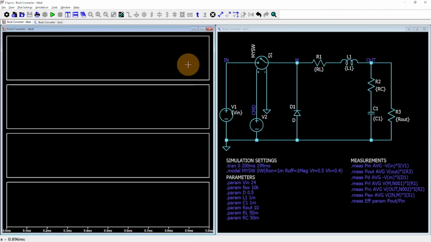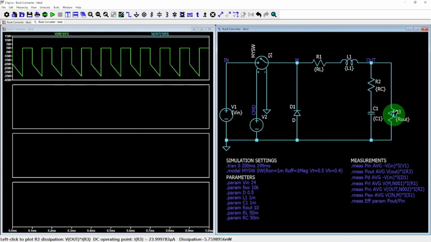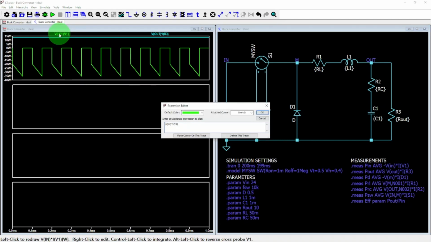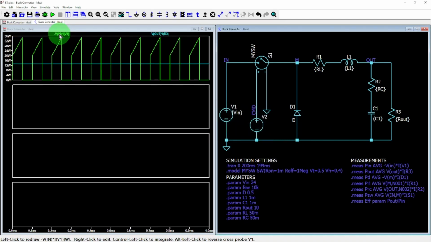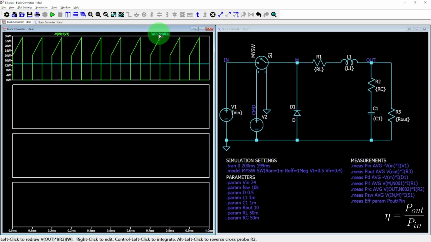LTspice can plot instantaneous power by holding the Alt key and clicking on a component. Let's use this feature to measure the power delivered by the input supply and consumed by the load resistor. Note that we need to invert the sign of the input power plot, since LTspice conventionally treats the current exiting a voltage source as negative. The average input power is 13.833 watts, and the average output power is 13.277 watts. This gives us an efficiency of about 96%.